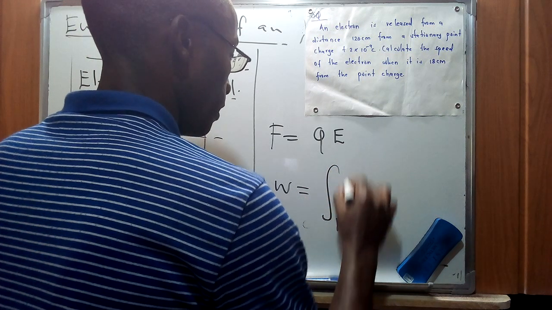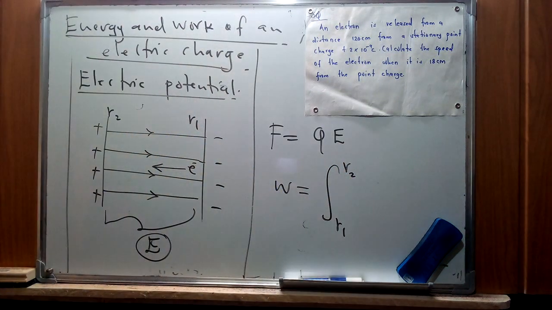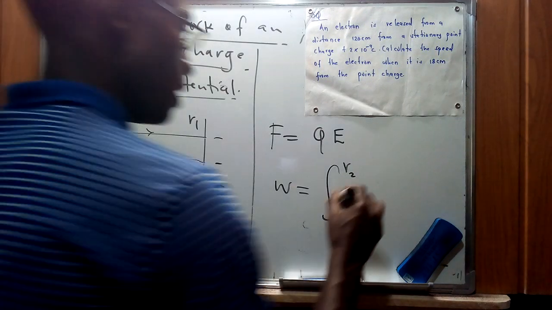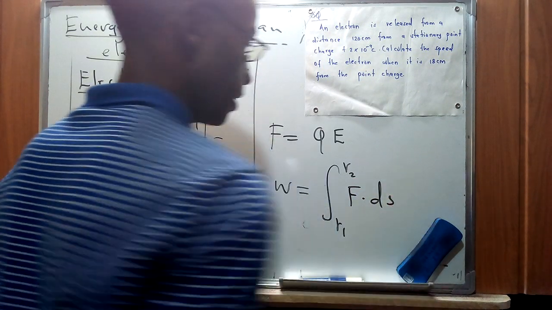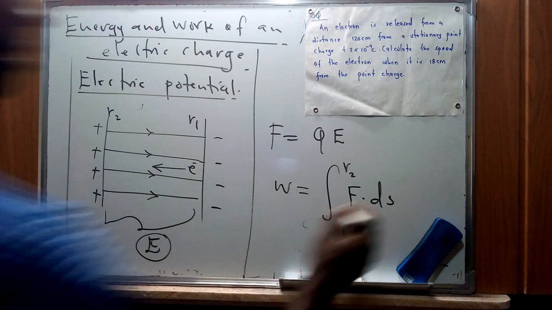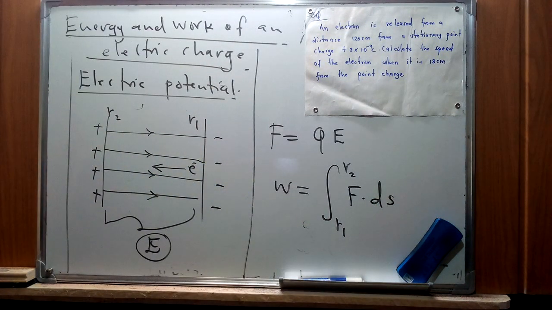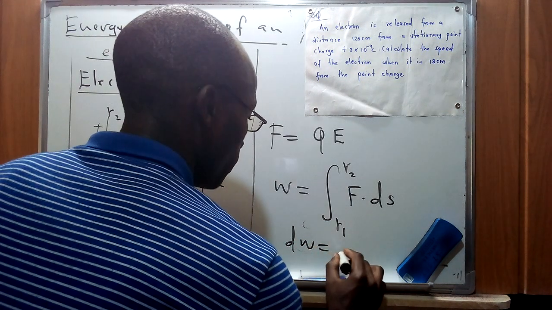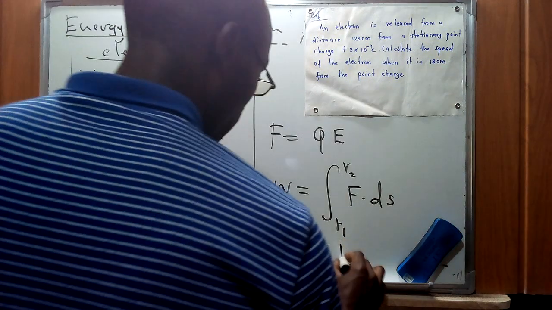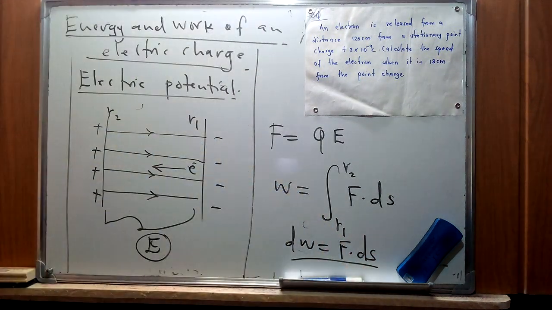is the summation of all the small elements of work done from point R1 to R2. And basically from our classical definition, we know that work can be represented as a product of force times distance. So I'm just going to give it as W equals the integral from R1 to R2 of F dot ds. So basically, as I've said, this gives the sum of all the elements of work along the path. And this element of work can be given as dW equals F ds to represent the work done along that path.